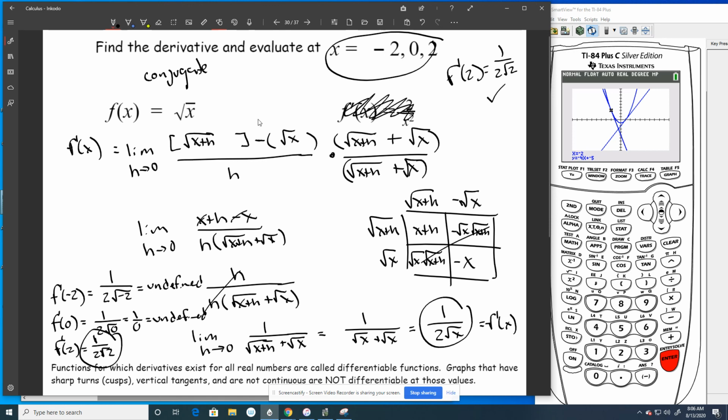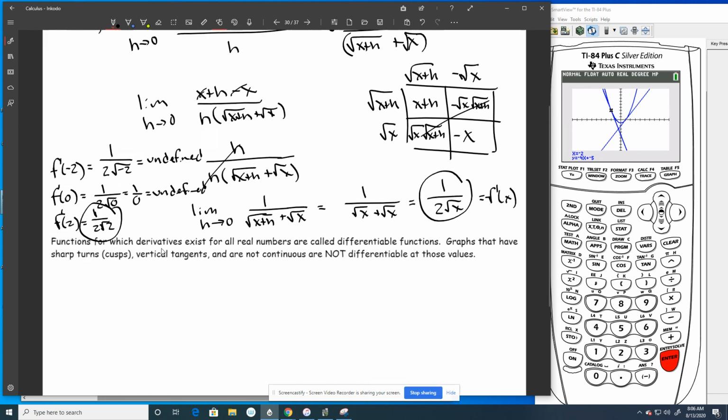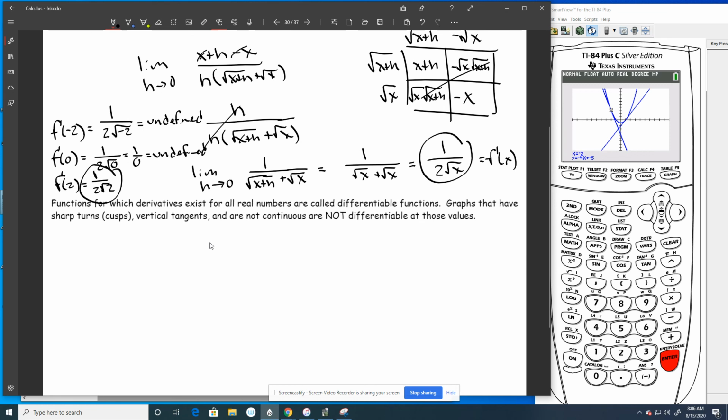So we were able to find the slope, not at every point, but we were able to find the slope at f prime of 2, okay? So a couple of things to keep in mind. Functions for which the derivative exists at all points are called differentiable functions, okay? Some graphs have things like sharp turns, like the absolute value graph, which has a point, a sharp turn. We call that a cusp.